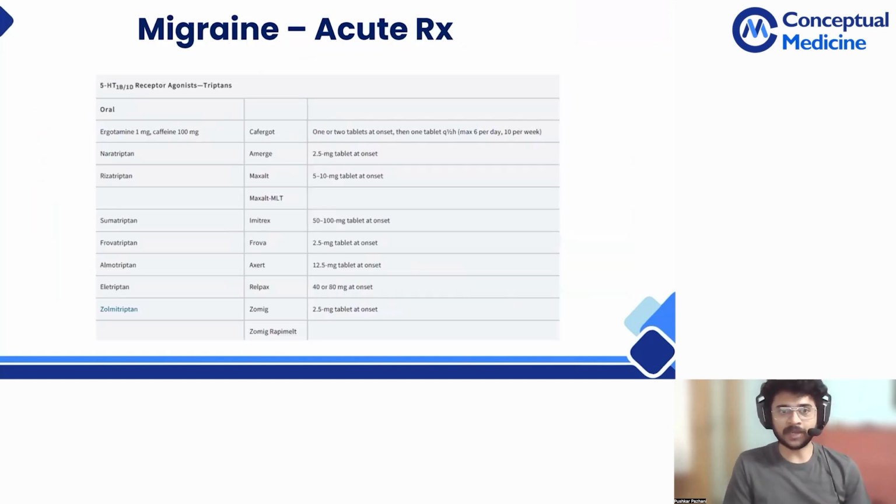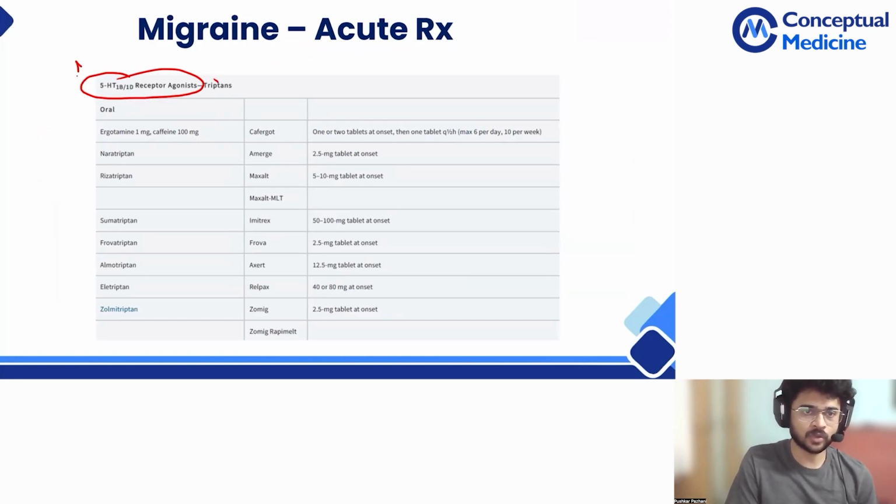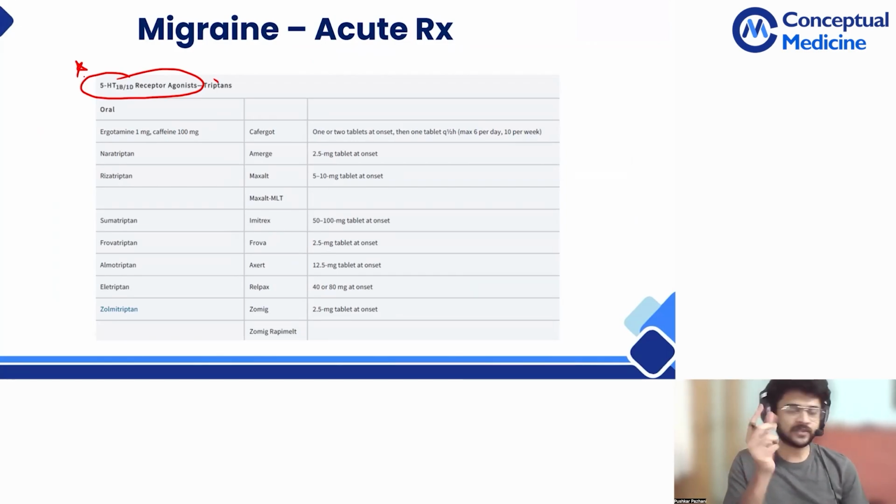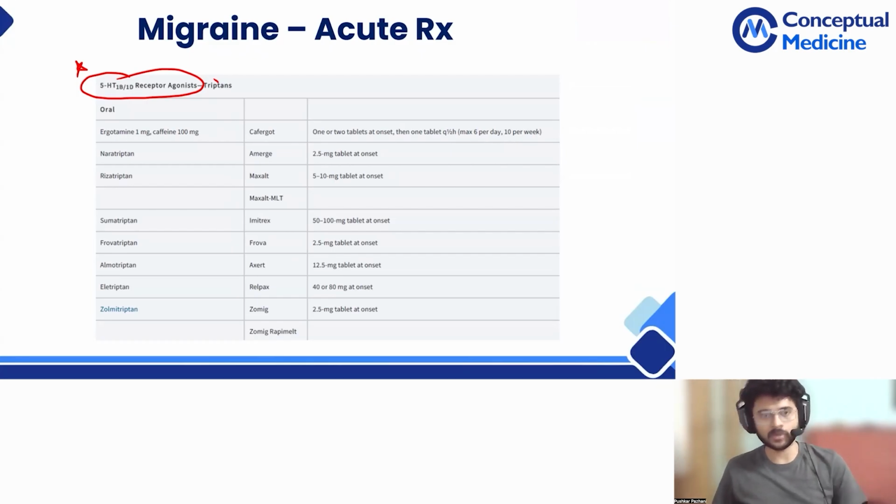And after that, we have your triptans, which are your 5-HT1B/1D receptor agonists. So don't forget to remember the receptor name. And it's a very commonly asked MCQ. They'll ask you whether it's an agonist or an antagonist. In the exam, we very often get confused. So remember that triptans are 5-HT1B/1D receptor agonists.